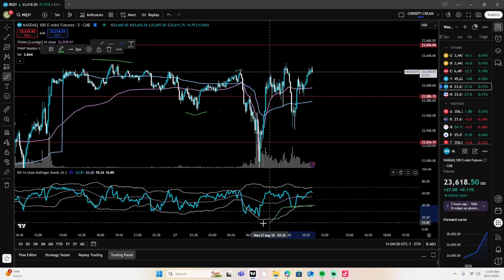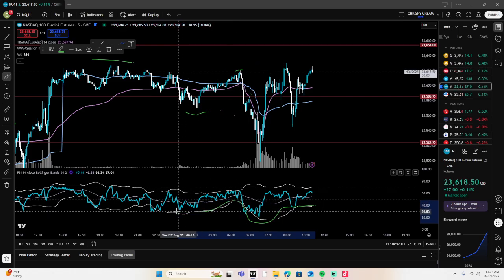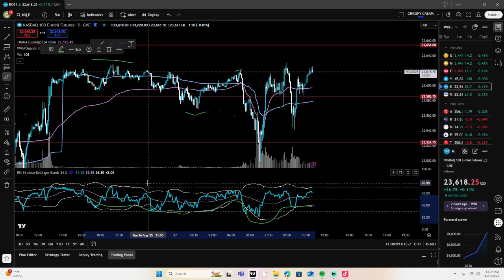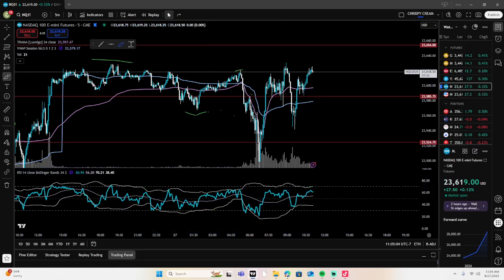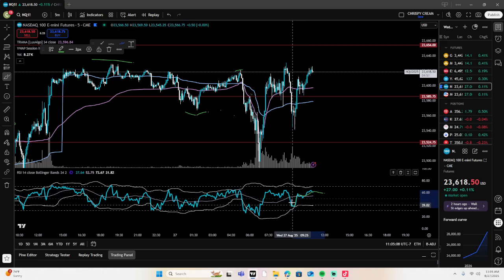This is called the bottom band. This is your bottom Bollinger Band. This is your top Bollinger Band. And then the blue line that moves in between the Bollinger Bands and median is called your RSI. So this is your RSI.